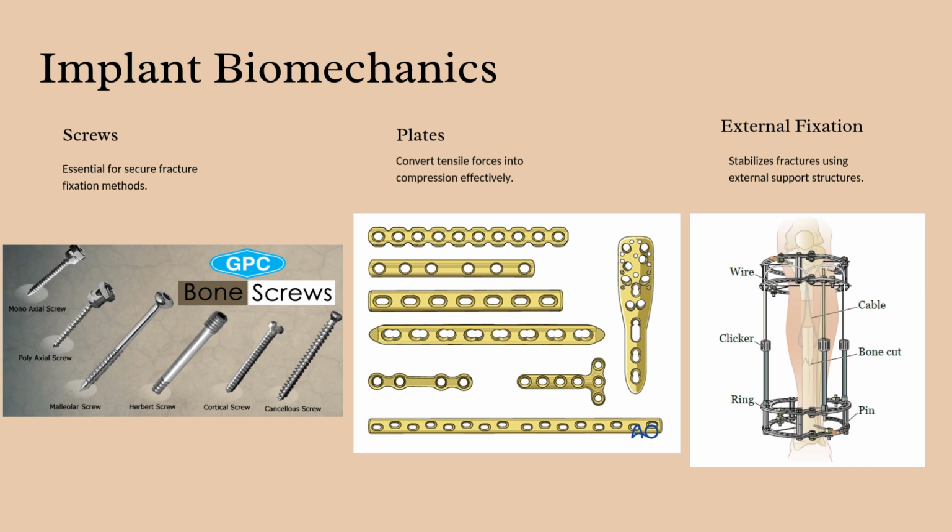Finally, external fixation. Unlike plates and screws that sit inside the body, external fixators stabilize the bone from outside the limb. Pins are inserted into the bone and connected to external rods. This technique is commonly used in severe trauma, open fractures, or when soft tissue damage makes internal fixation unsafe.